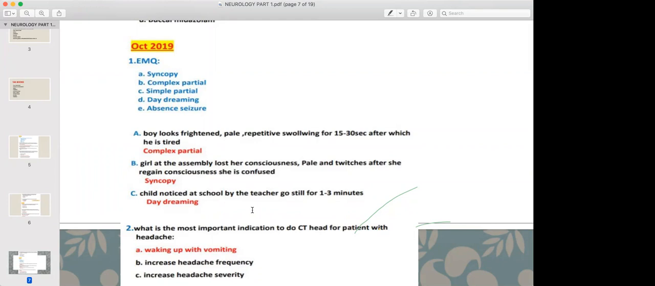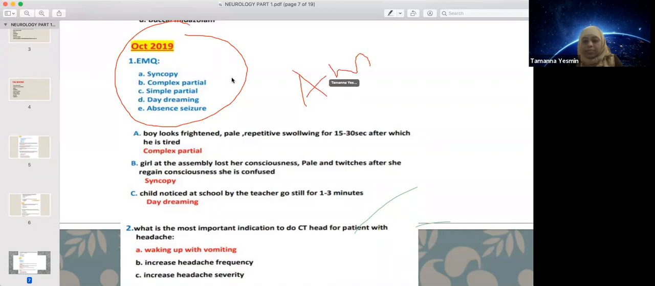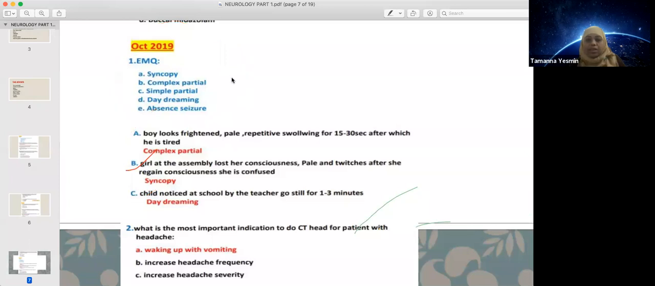Next. This is an extended matching question. You see there are multiple options. There will be 8 to 10 answers. This is multiple options, these are the answers. And these three are the questions, 1, 2, 3. So this is called an extended matching question. Now, in this extended matching, there are 3 scenarios.